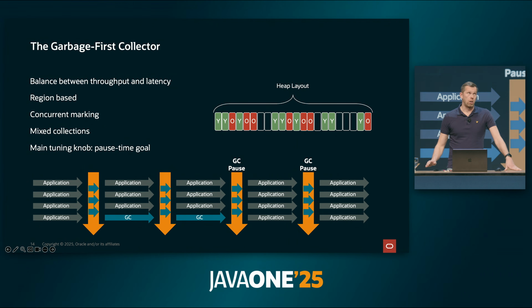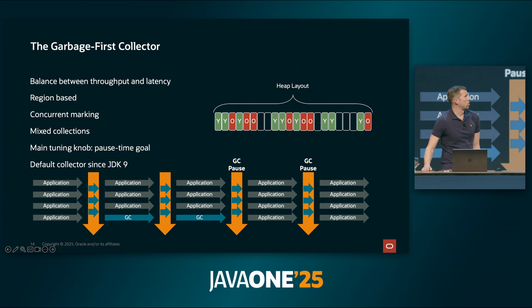We also worked very hard on making G1 as easy as possible to use. We have a single tuning knob that we mainly use, which is the pause time goal. The default value of this is 200 milliseconds, meaning that by default, G1 strives to have pauses shorter than 200 milliseconds. If you want G1 to have better latency, you can turn this value down, but if you want G1 to perform better from a throughput perspective, you can turn it up.